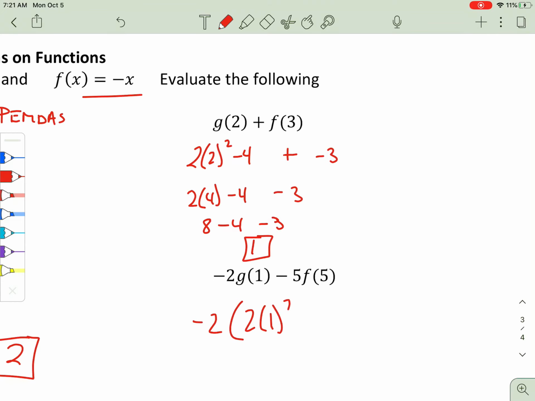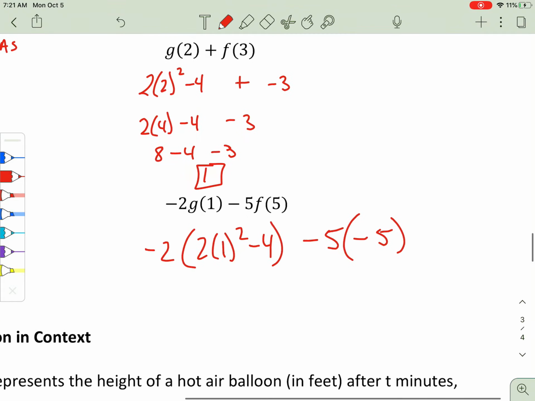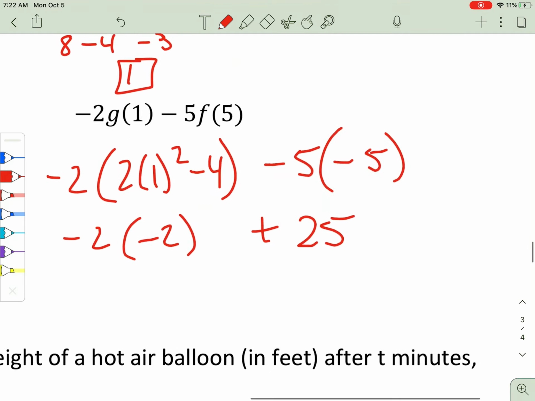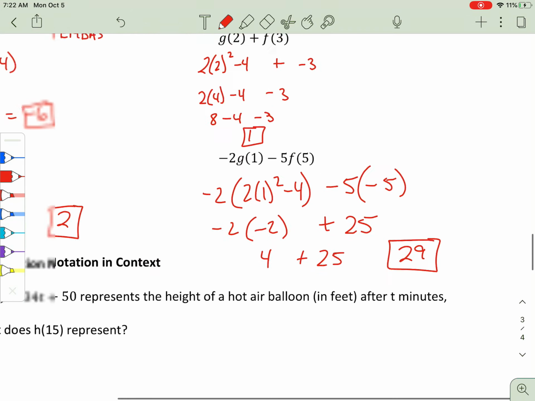So this is 2 times 1 squared minus 4 minus 5 times f of 5 is negative 5. Okay, so 1 squared is 1, times 2 is 2. 2 minus 4 is negative 2. This would be a positive 25. Negative 5 times negative 5. So this would be a positive 4 plus a positive 25 gives me 29.